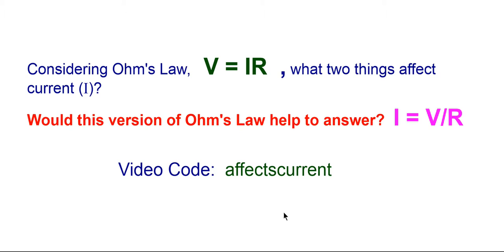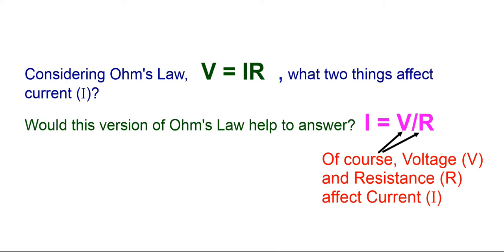Before you go on, here's your code. Affects current. There's an S in there. Affects current. Of course, then, I'm just saying here what I said on the last slide. Of course, voltage, V, and resistance, R, they affect current, don't they?